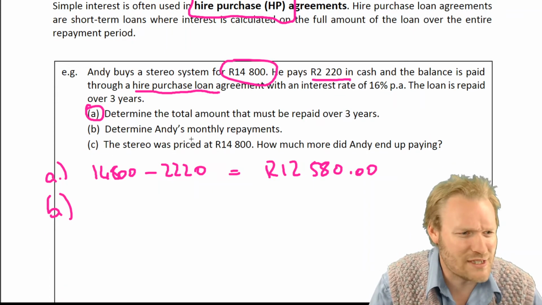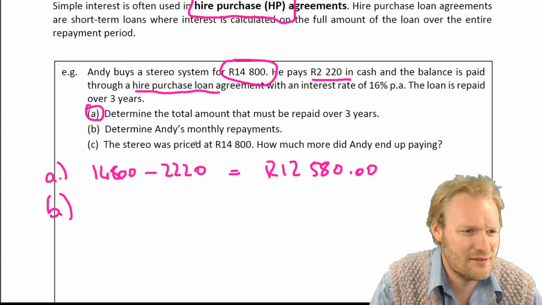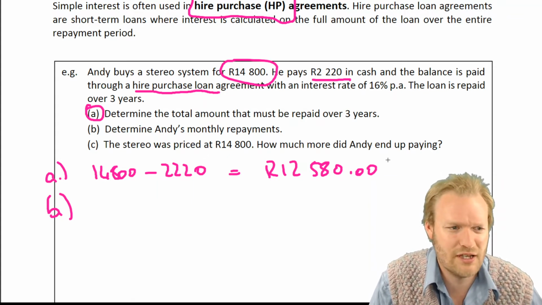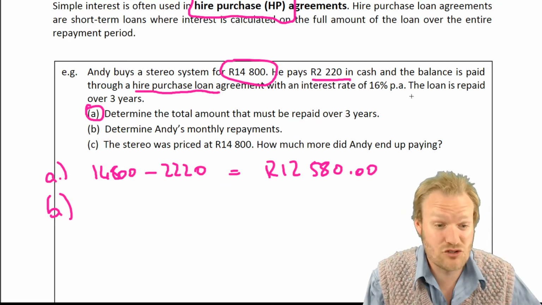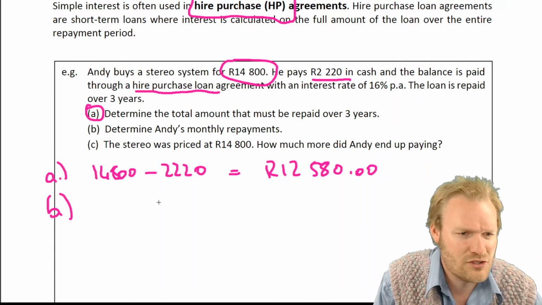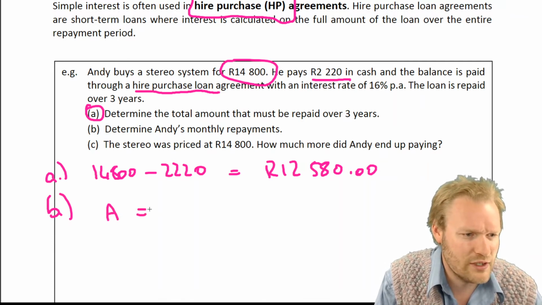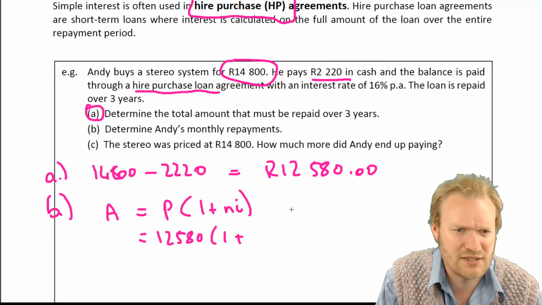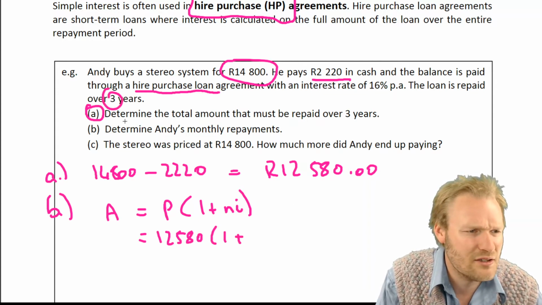So what's next? Determine Andy's monthly repayments. We can't just take that and divide it by how many months, because there's interest that's growing all the time. So let's see. We know our simple interest formula: A = P(1 + nI). Our principal amount is 12,580, times 1 plus n. What is n? How many years? 3 years.